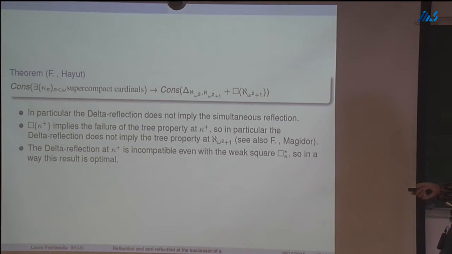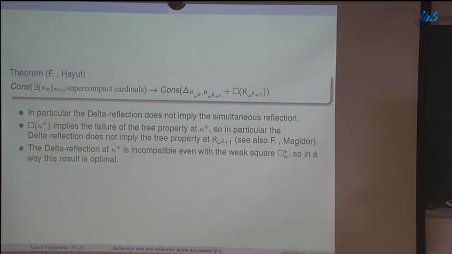So this result tells us that in particular the delta reflection does not imply the simultaneous reflection, because Todorcevic's square implies the failure of the simultaneous reflection. So in any version you like, in this model you have the failure of the simultaneous reflection, and so in particular the delta reflection does not imply the simultaneous reflection.